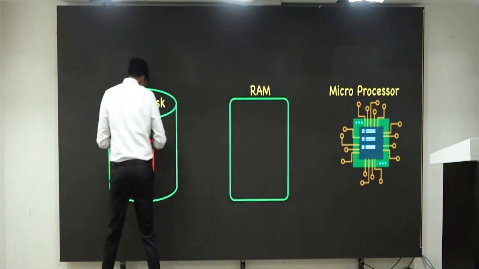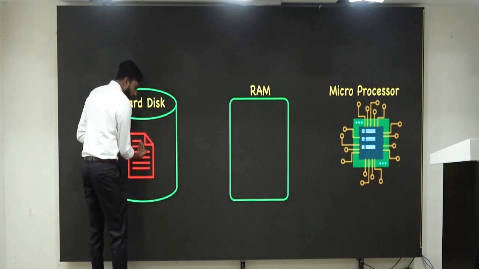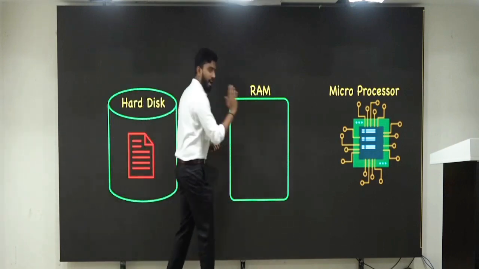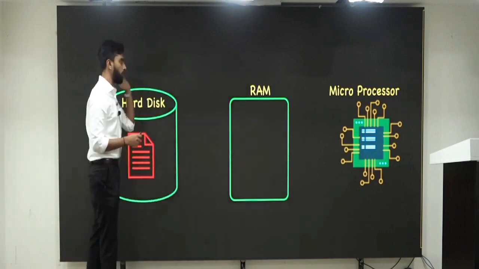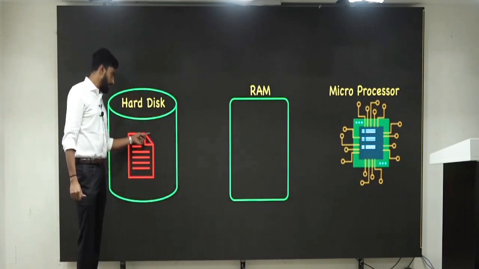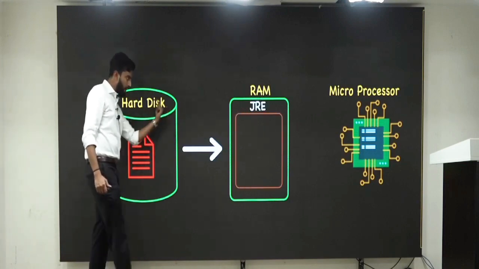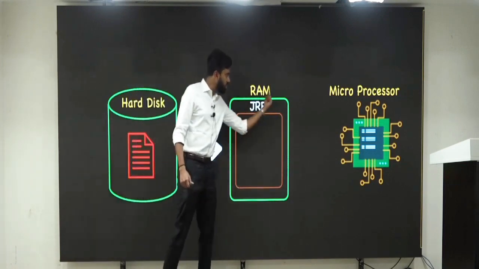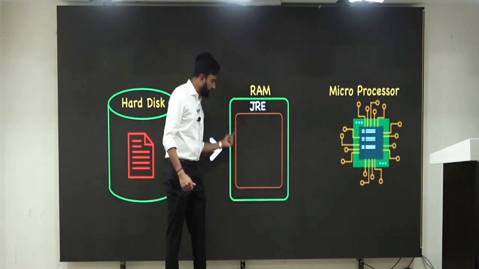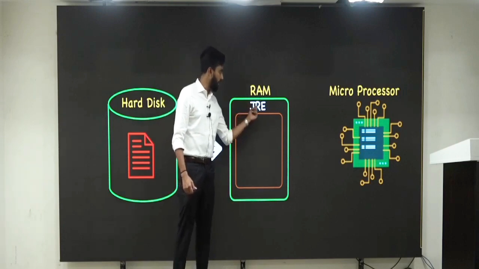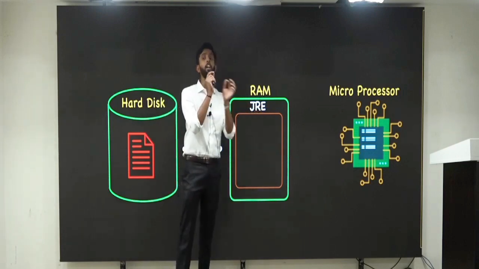If this program must execute, it cannot be on the hard disk. 100% it must be placed on the RAM, loading. Now watch it, all of you. I'll take this program, and because it is connected, I will load it. When I load it, one region on the RAM will be created for Java's execution. And what is the name of this? Java Runtime Environment, or JRE.